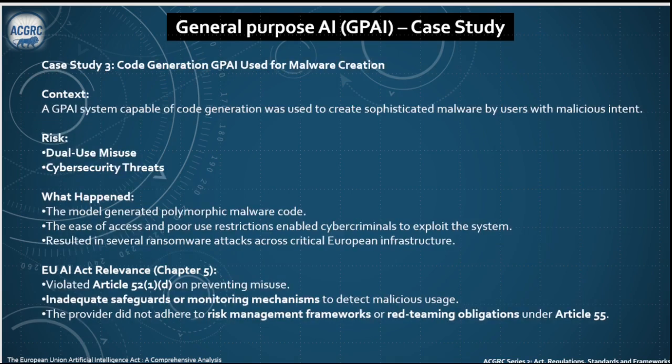Case 3, code generation GPAI used for malware creation. A GPAI system capable of code generation was used to create sophisticated malware by users with malicious intent. The risk in this case was dual use and cybersecurity threats. The model generated polymorphic malware code. The ease of access and poor use restriction enabled cyber criminals to exploit the system, resulting in several ransomware attacks across critical European infrastructure.